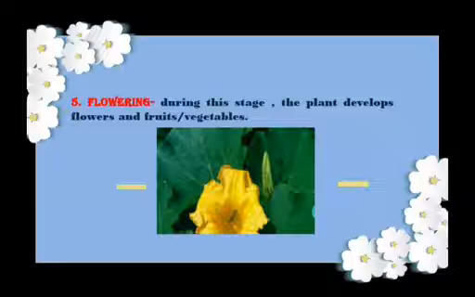Then number 5 is flowering. During this stage, the plant develops flowers and fruits or vegetables. So finally, the flowering stage. Ito naman yung nag-start na siya mag-flowering. The flowering stage is also called the blooming or fruiting stage. Tinatawag nilang blooming kasi magandang tingnan kasi namumulaklak na siya.